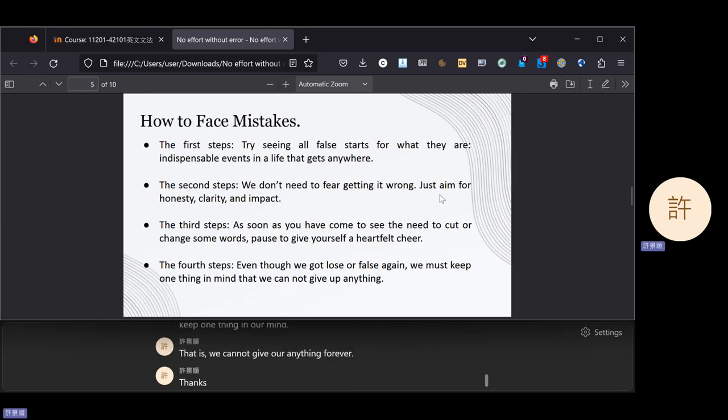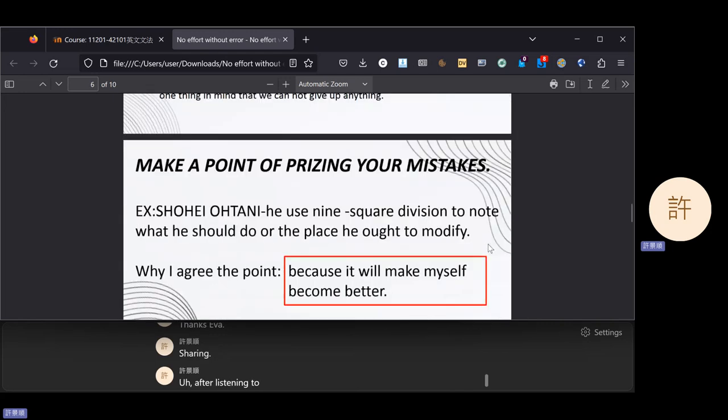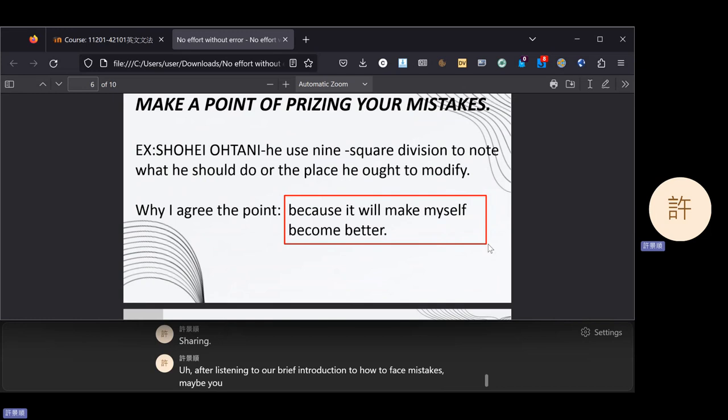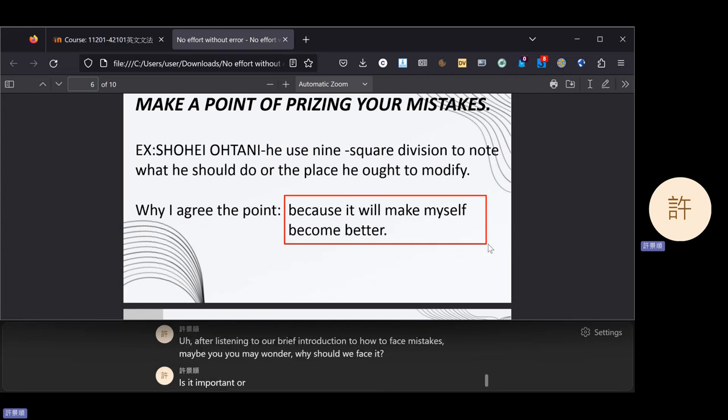Thanks, Eva, for sharing. After listening to our brief introduction to how to face mistakes, you may wonder, why should we face it? Is it important, and can it bring anything to us?